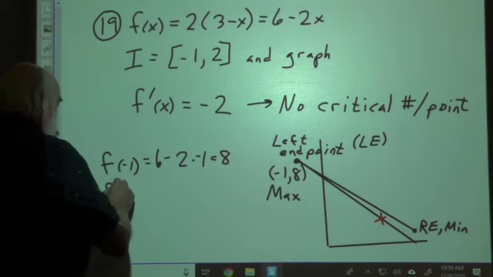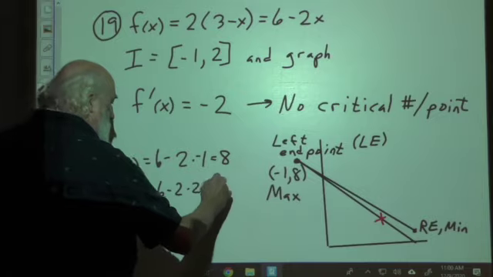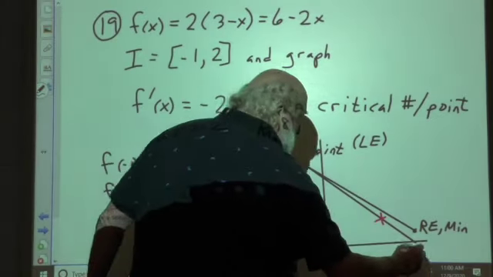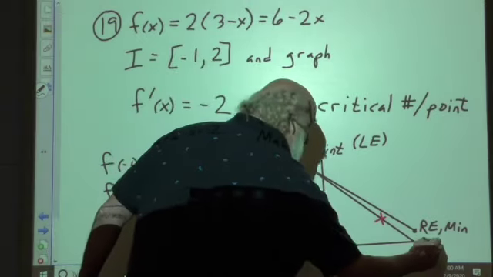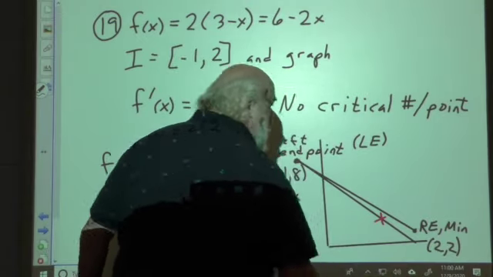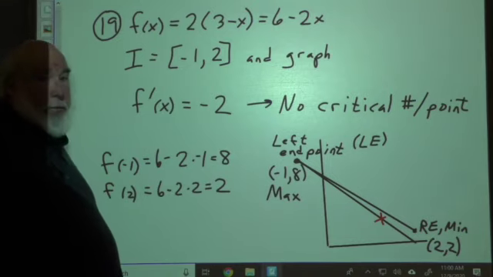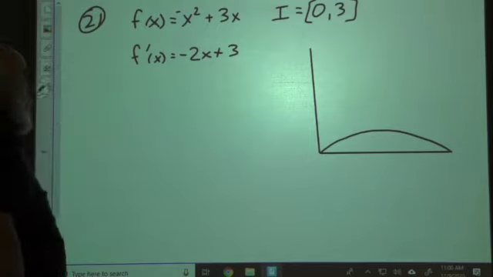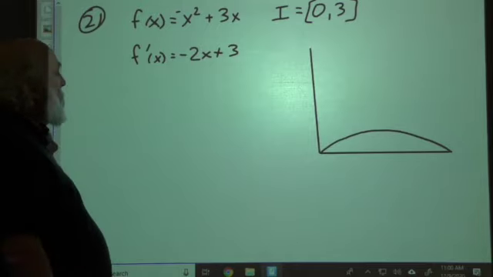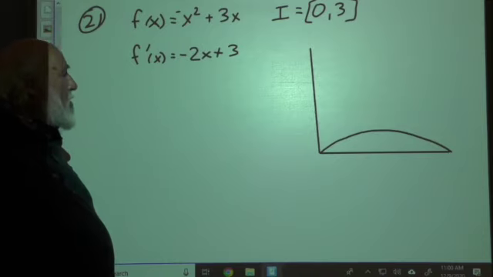And so we'll go back, F of 2 equals 6 minus 2 times 2, which is 2. And so this point then becomes (2, 2). That's it. That's all you have to do with that. Number 21. F of x for this is -x squared plus 3x, and the interval is from 0 to 3.